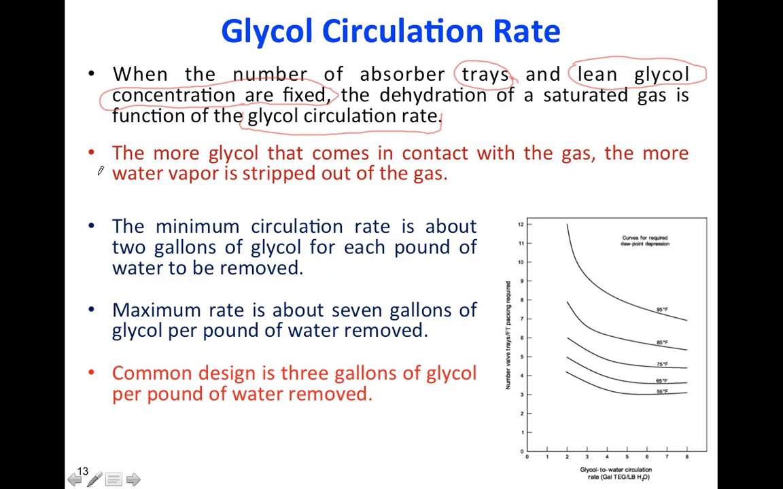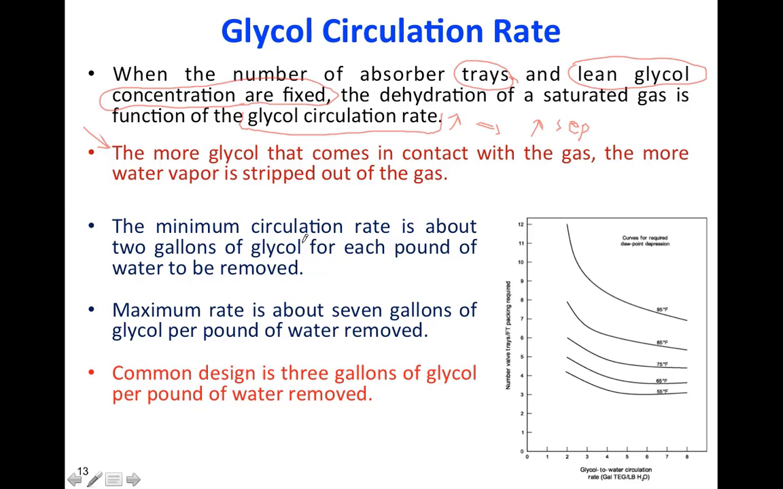Okay, in general, the more glycol that comes in contact with the gas, we will have more separation, more water vapor that will be removed from the gas. Okay, more circulation rate means more separation of water from my gas. But there is always a minimum and maximum range.